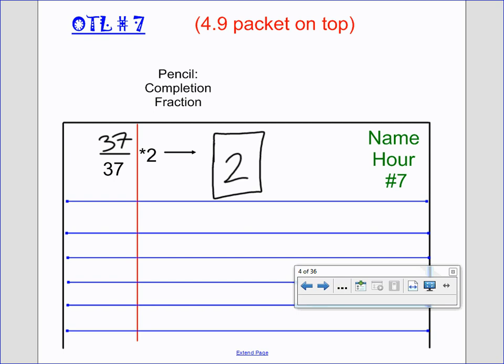That's today's homework. Everybody good with number 7? If you did it, number 7?